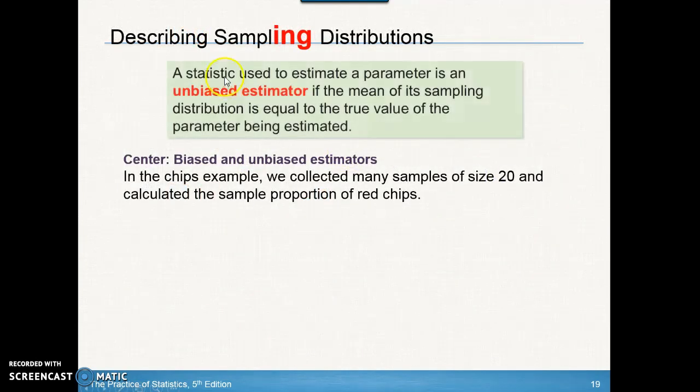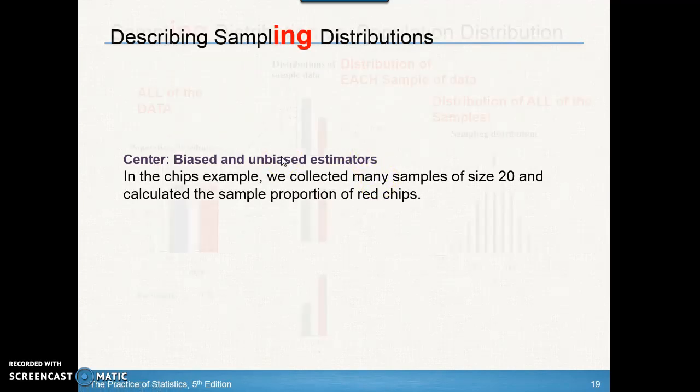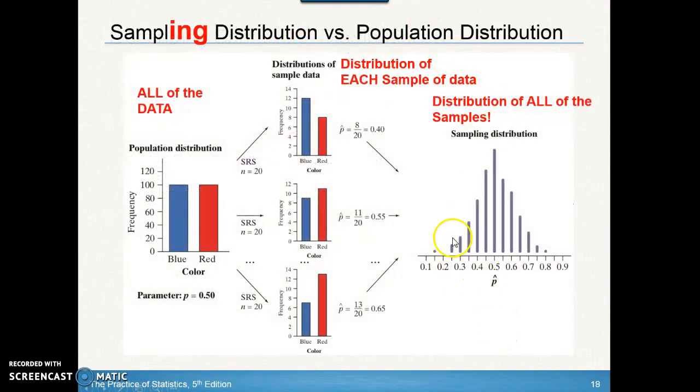Okay, all right, so a statistic which is used to estimate a parameter is an unbiased estimator if the mean of the sampling distribution is equal to the true value of the parameter being estimated. So in this case, that's saying what is the average of all of these proportions. These are a whole bunch of p hats. What is the average p hat? So if we did 100 samples, we'd take 100 p hats, add them together, divide by 100, and get what that average is. That's 0.5. So the average is 0.5.